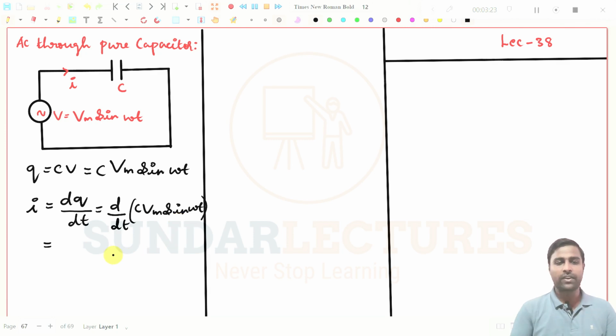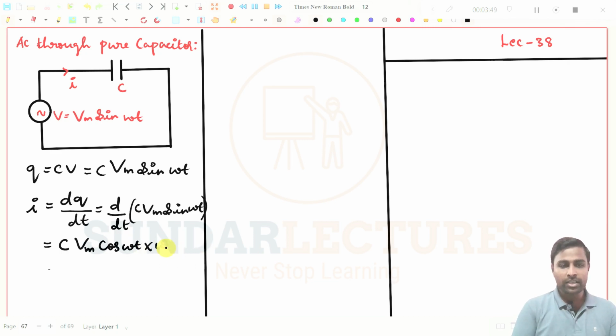If you differentiate this expression, C is the common term, so you take it outside. Vm is also a common term, so take that outside too. You need to differentiate sine omega t with respect to t, so you will get cos omega t, and you again differentiate the term omega t, which gives into omega. That is the final expression: C omega Vm cos omega t.